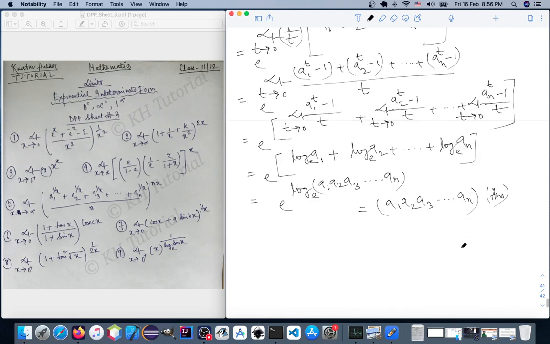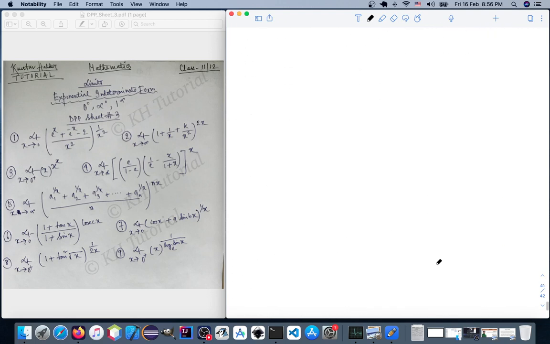Okay, let's see the next problem. The next problem says limit x tends to 0, 1 plus tan x by 1 plus sin x whole to the power cosec x.